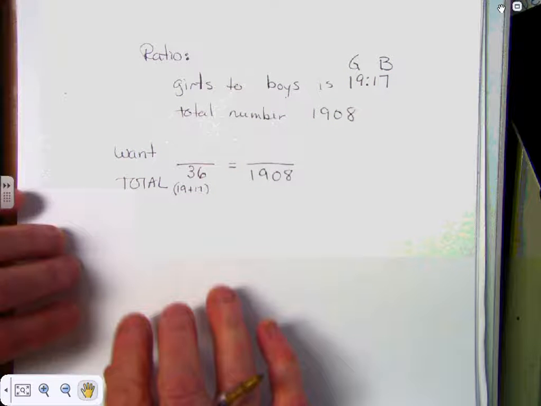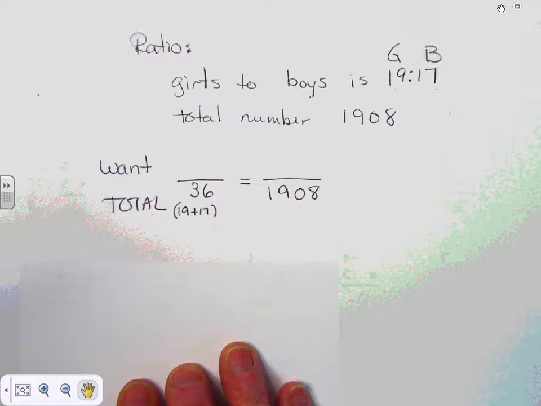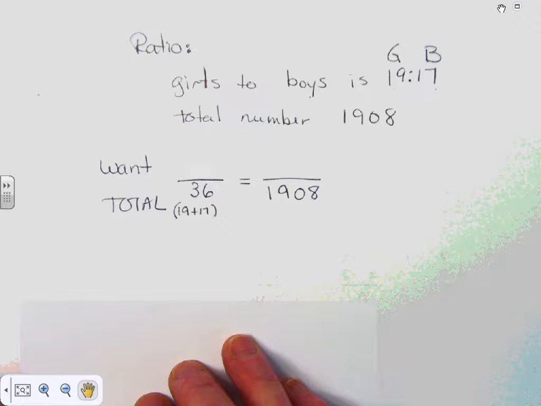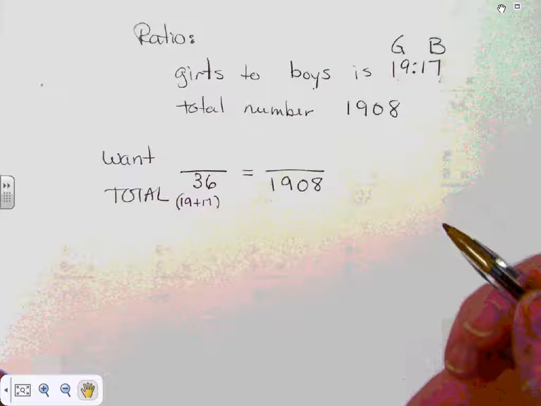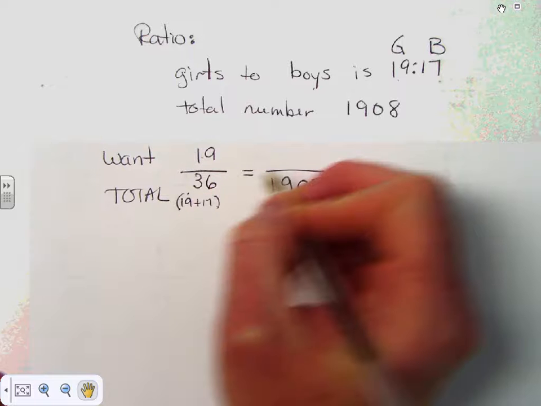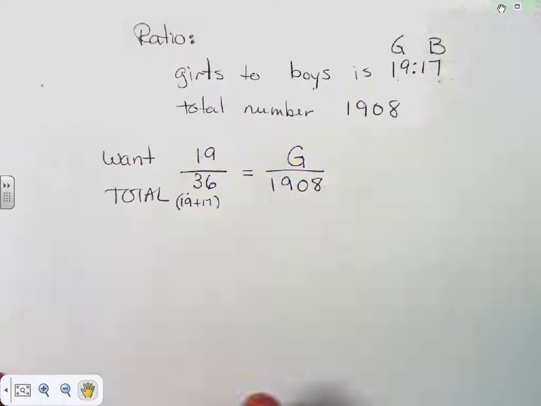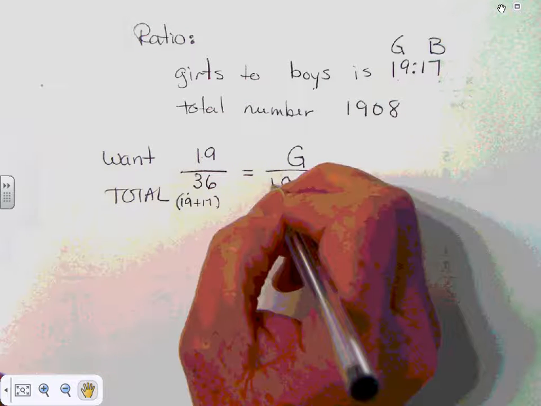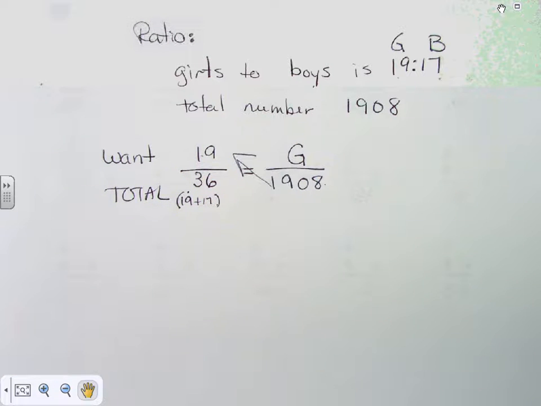Now, what do we want to find first? Would you like to find the boys or the girls? Girls is what I heard. Here we go. So, which number of the ratio related to girls? 19. So 19 out of the 36 will be equal to some number out of the total number of students. Make sense? Grab a calculator and cross multiply at this point. Okay? It's going to be a really big number. Don't freak out on me.